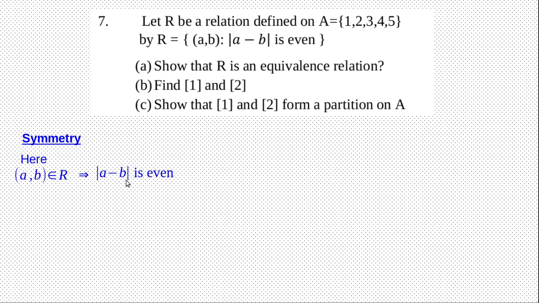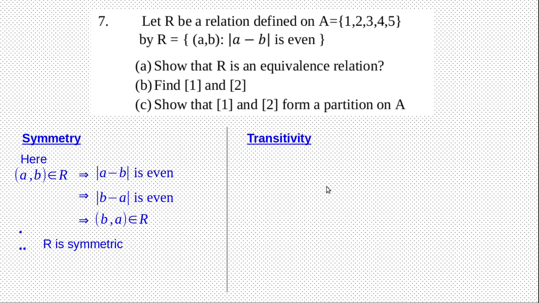Mod a minus b and mod b minus a are the same. Therefore, we can write mod a minus b is even implies mod b minus a is even. When mod b minus a is even, clearly (b, a) belongs to R. Whenever (a, b) belongs to R, then (b, a) also belongs to R. Hence, the relation is symmetric. Now, let us discuss the transitivity.